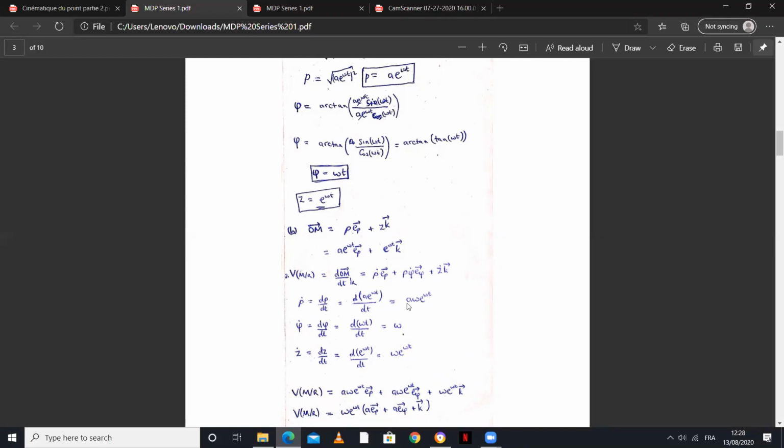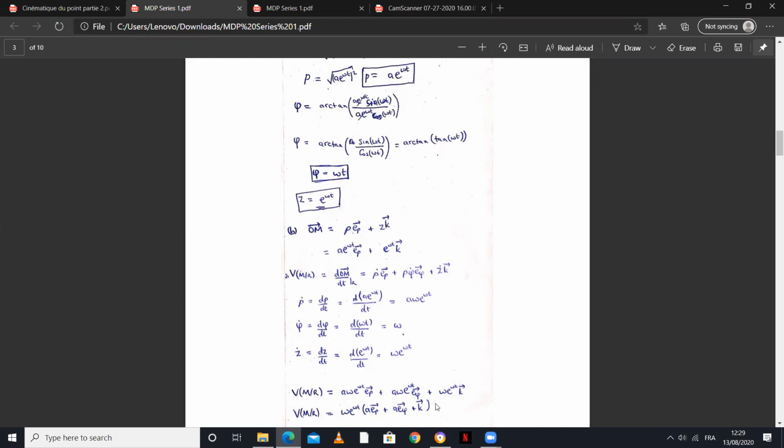So rho point, we write A omega exponential omega t, suivant E rho, like that. Then we have rho phi point. Rho is equal to A exponential omega t fois omega, the phi point, and it's going to be there. And finally, z point is omega exponential omega t. So we write omega exponential omega t suivant k.